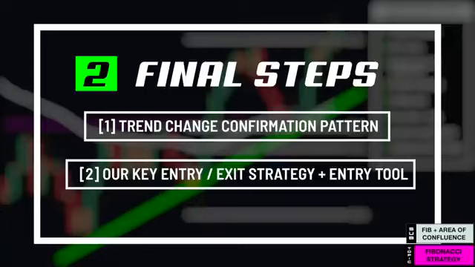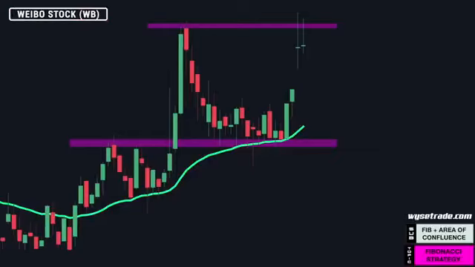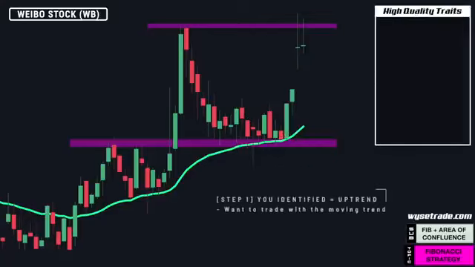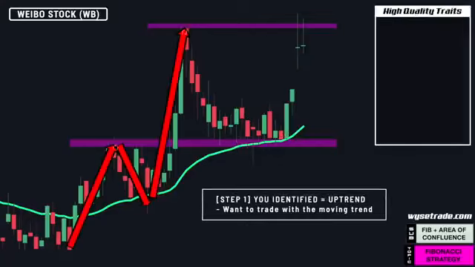So, let's show this again. So, this is the Weibo stock. Many of our members took this exact trade because of how picture perfect it was. This here is where the trade opportunity long occurred. So let's break it down. First, we identified that this was a clear moving uptrend as price was making higher highs and higher lows. So you want to trade with the moving trend. This was your first high quality trade.